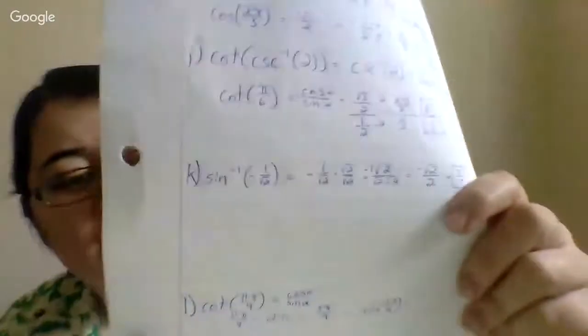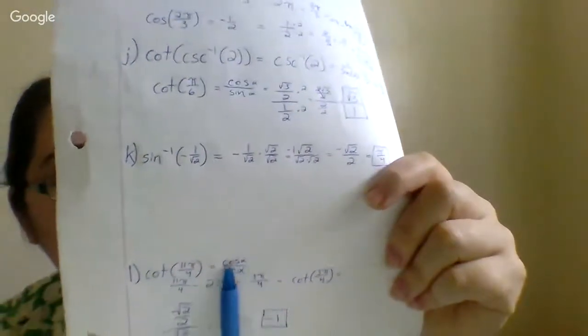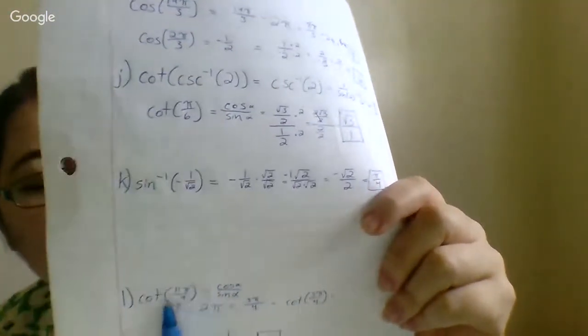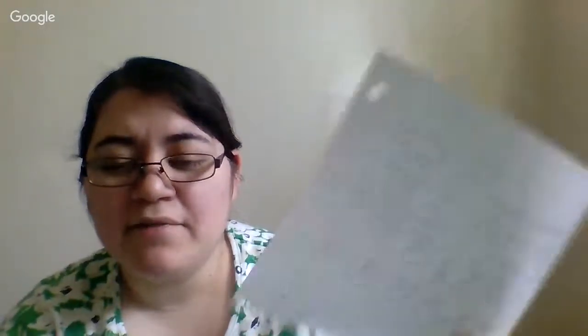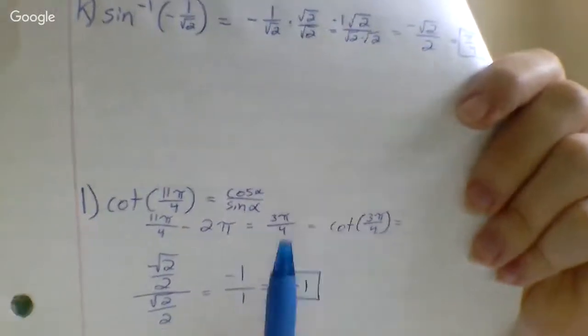Last but not least, letter L, we have cotangent of 11 pi over 4. Cotangent being cosine over sine. Once again, 11 pi over 4 doesn't look familiar. So then we have to subtract and find the values in order to get a coterminal angle, because while this is technically an angle we can work with, it's not one of the familiar ones. So if we subtract 2 pi from this and calculate it out, it's going to give us 3 pi over 4. Oh, sorry, can't even see that. 3 pi over 4, and that's one of the familiar ones.